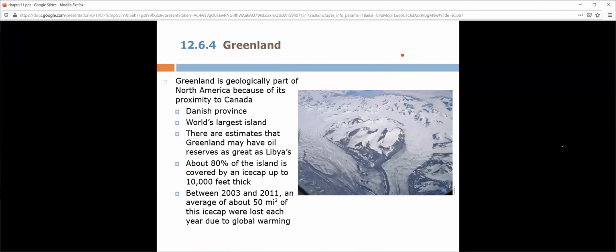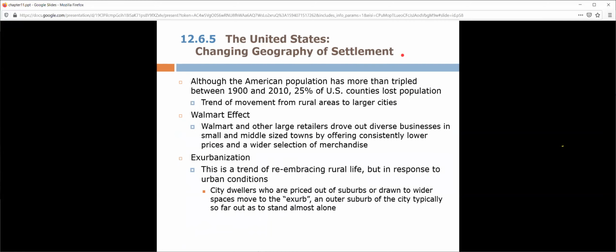Greenland, right? Everyone knows the old story. They called it Greenland and Iceland because they didn't want people going to Iceland, so they called it Iceland. What fun. Geologically, it's part of North America, but it's actually a Danish province, and it's the world's largest island, funny enough. Not a lot of people live there, and it's cold, and you only go there for science.